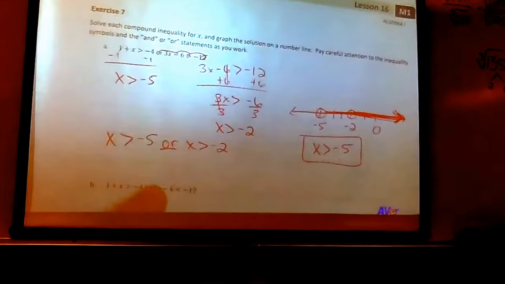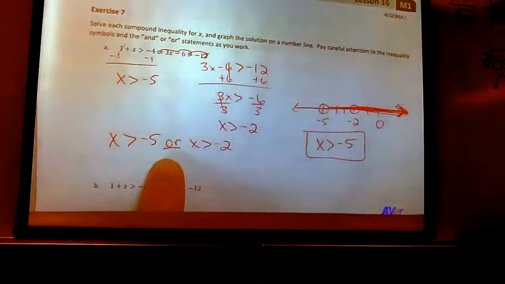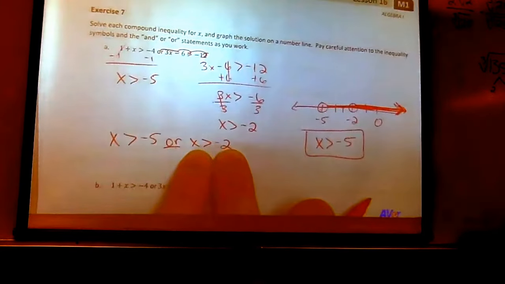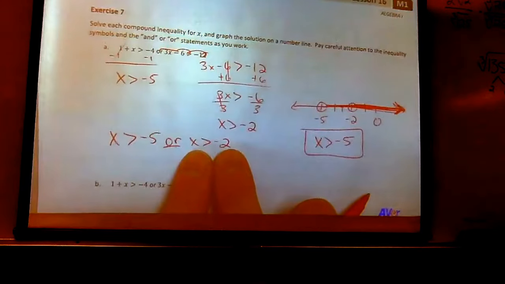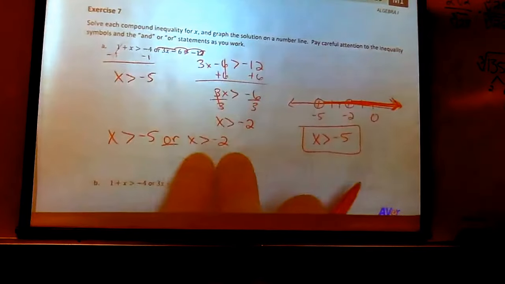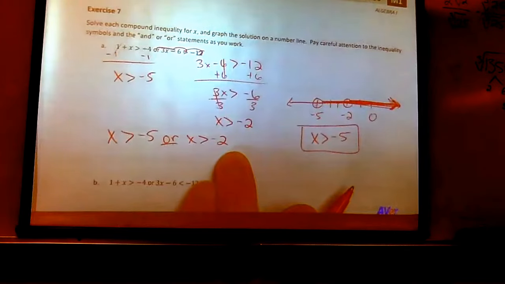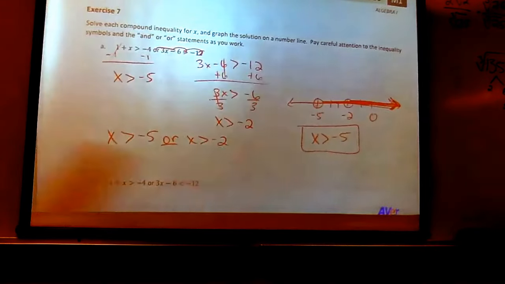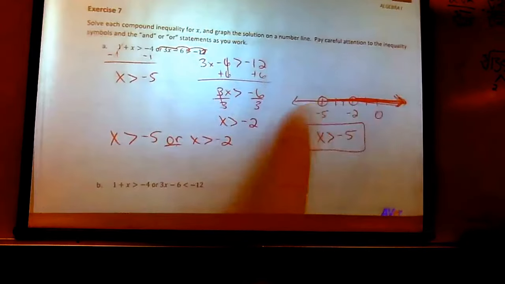If it said and, you know what the answer would have been? It would have just been x is greater than negative 2. Because you'd have to be bigger than negative 5 and bigger than negative 2. And the only one that works for both is everything bigger than negative 2. But if it's just either one, it's all of that stuff. You'll see that here.